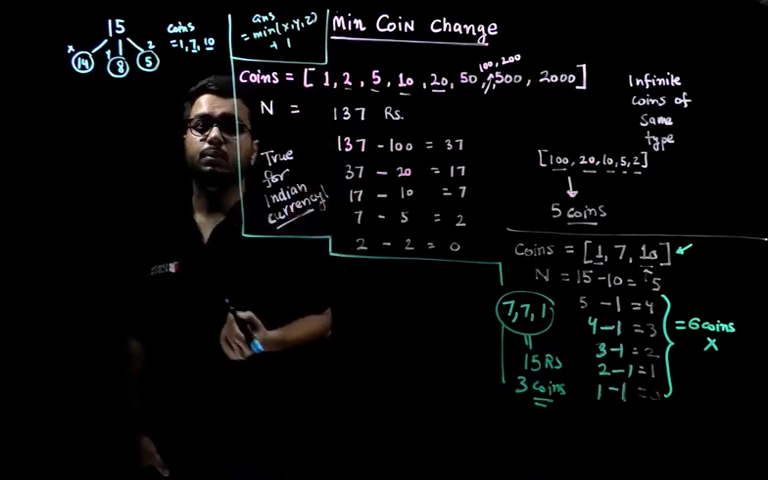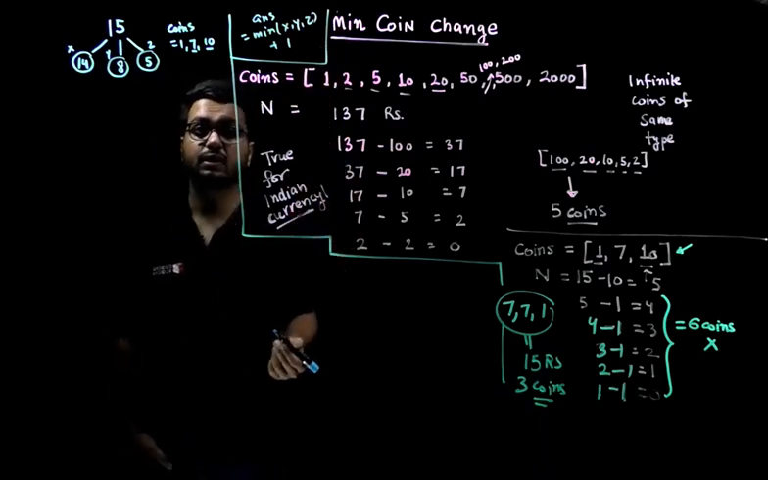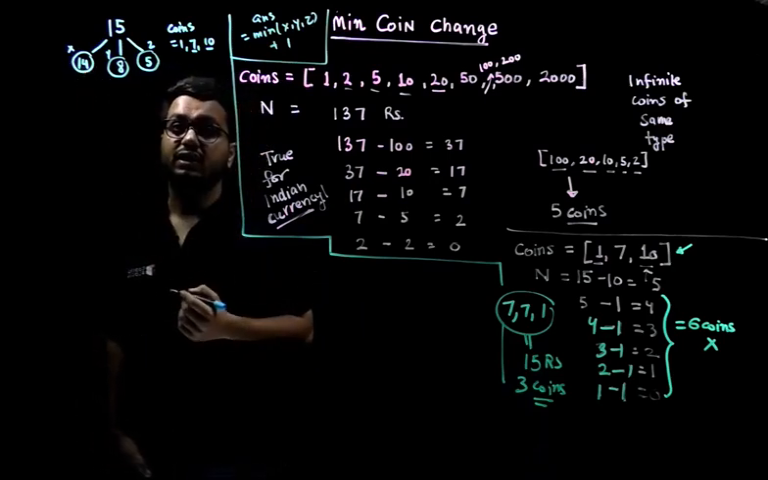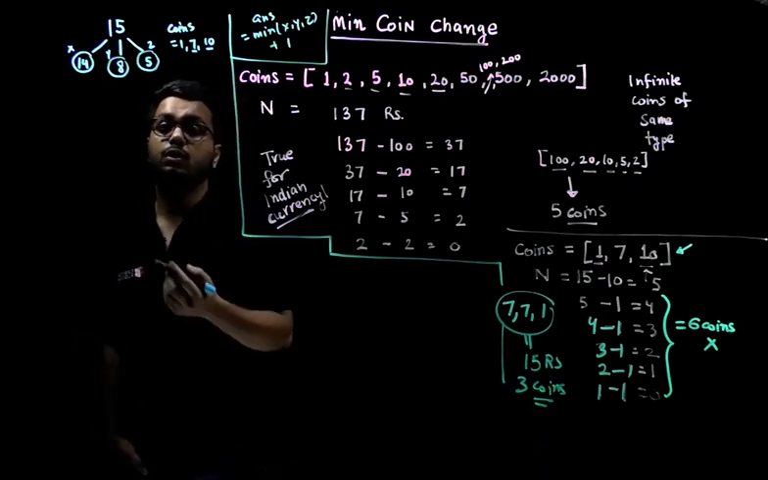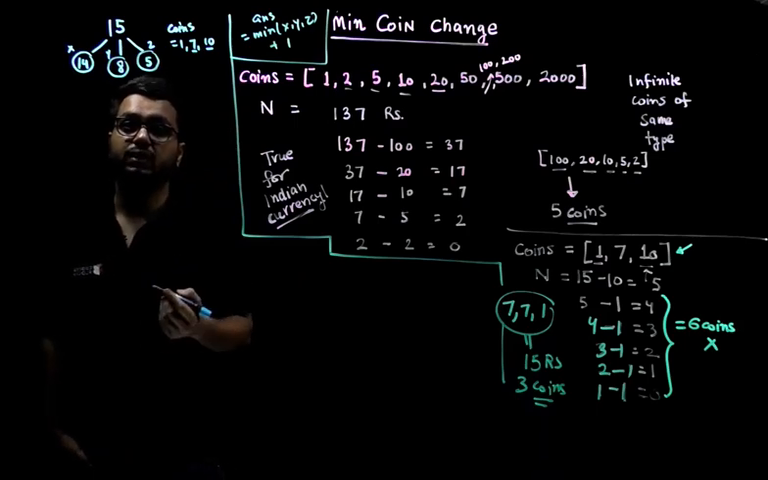would be nothing but minimum of X, Y, Z plus 1. So it is very similar to the minimum steps to one problem that we had discussed in the last video. So your answer would be minimum of all these 3 plus 1, right? And since this follows an optimal substructure, you can again break down every problem in the same manner.